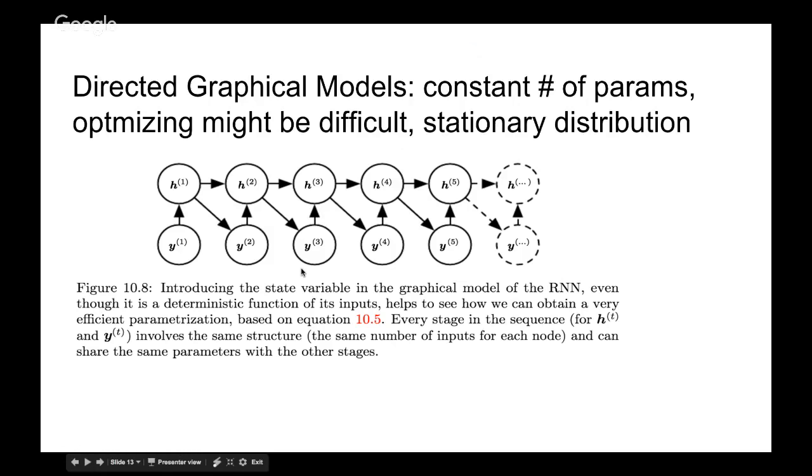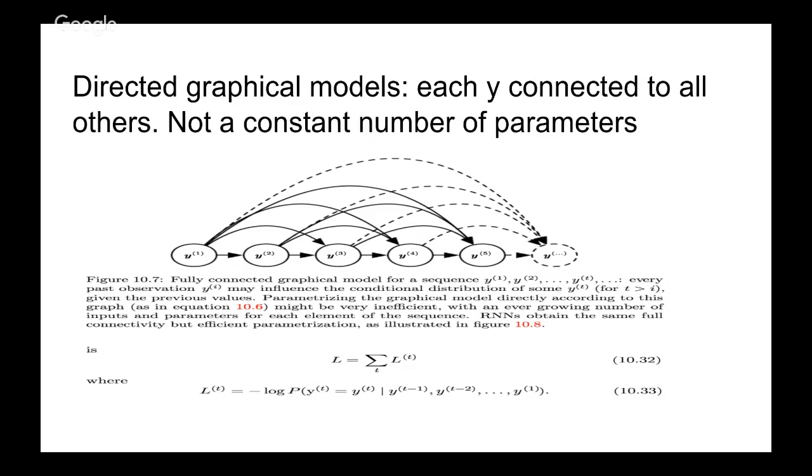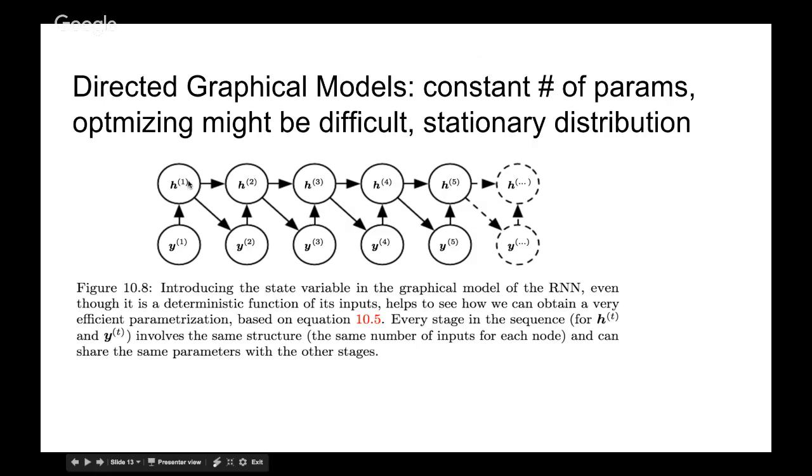And also, these introduce long chain dependencies. So Y1 could be affecting Y5, which means that optimizing it might be difficult, because if you compute a loss function, then you will have a lot of different gradients to add up. So that's the problem: backpropagation becomes difficult.